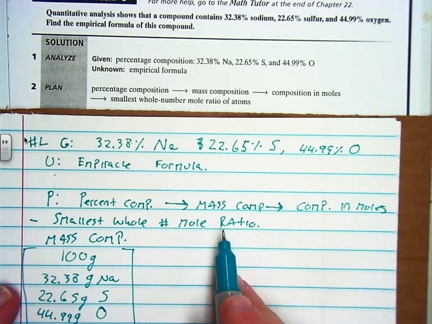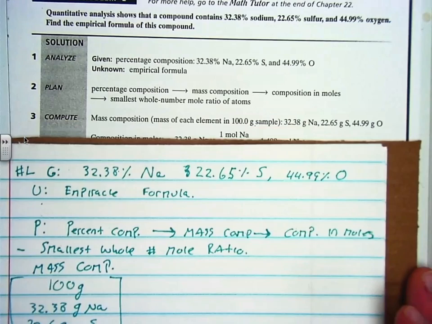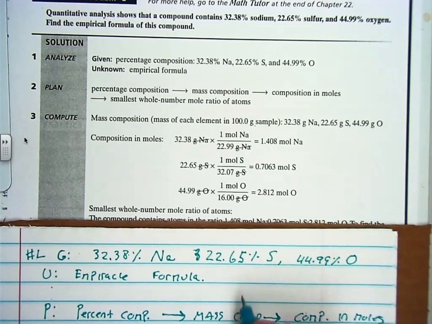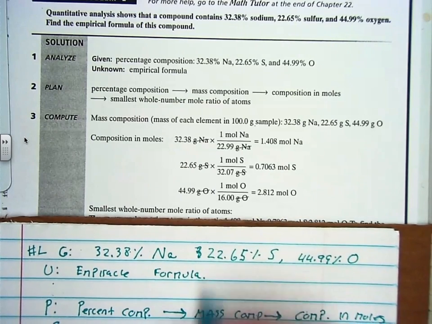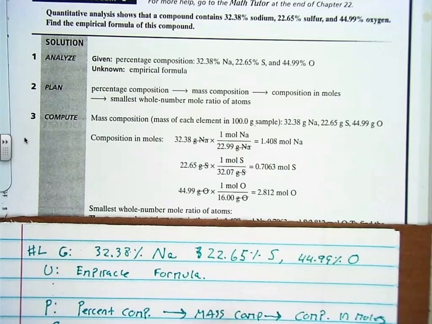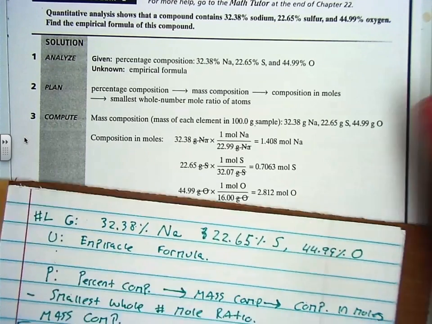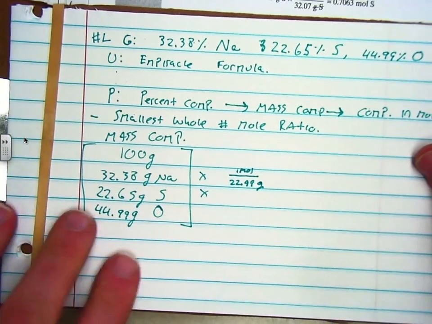Now we're going to go to composition in moles. Well, to find out how many moles you got, it's pretty simple. Just multiply by a conversion factor that uses the molar mass. And you can see they've kind of done that right here. And let's just do it with me. Don't be lazy. Do it with me.